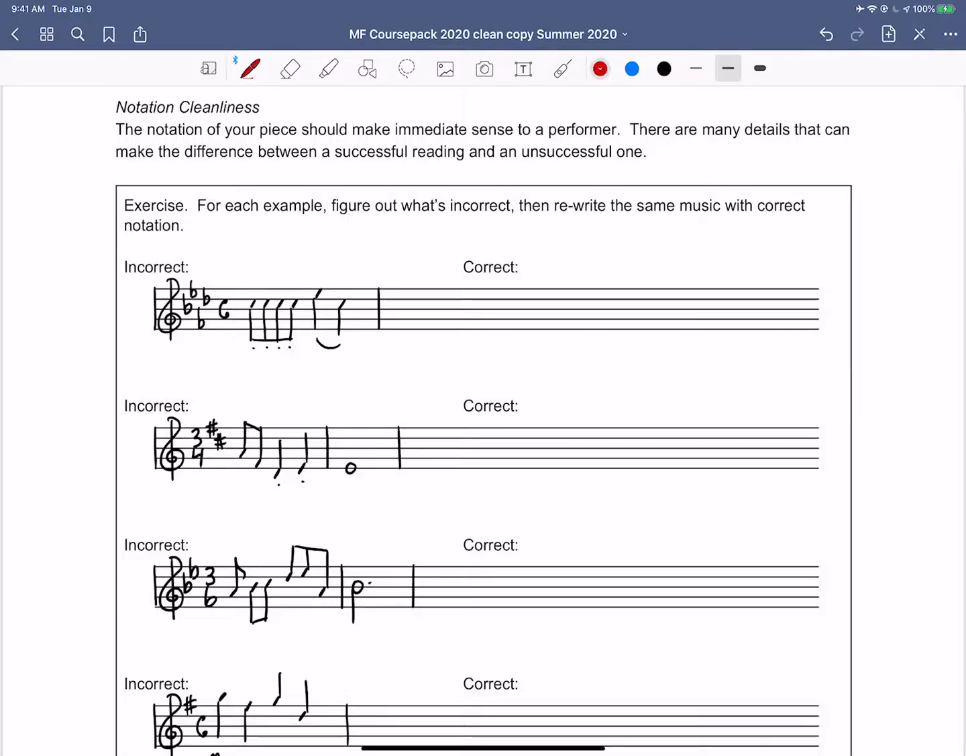Notation cleanliness. This section is geared towards those of you who are interested in continuing your musical studies beyond this class, and it's especially geared for any of you who are interested in becoming composers or arrangers or orchestrators, anyone who has to write musical notation to be read by other humans for a living. So this is also the most challenging section of the entire textbook.